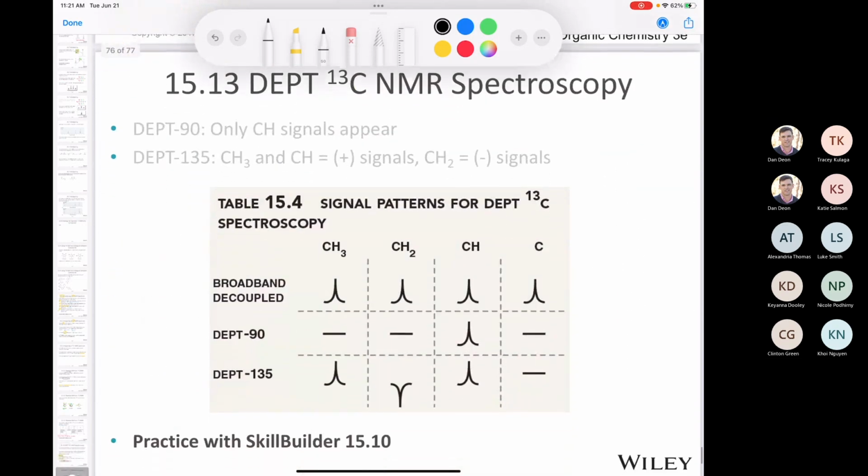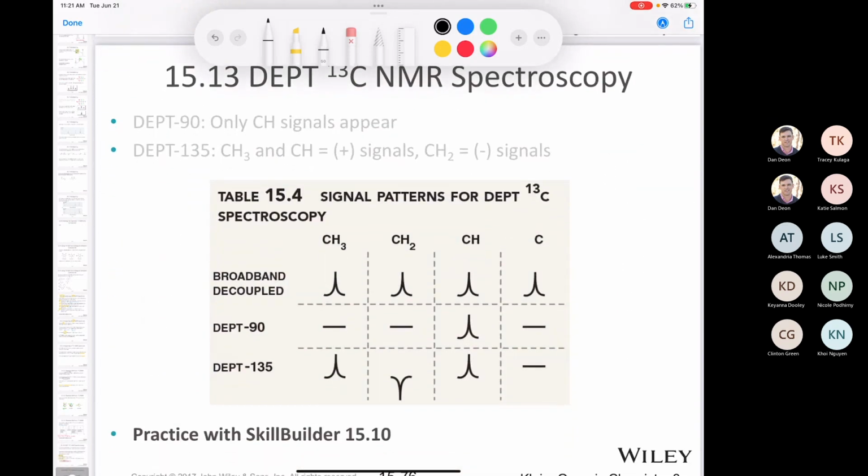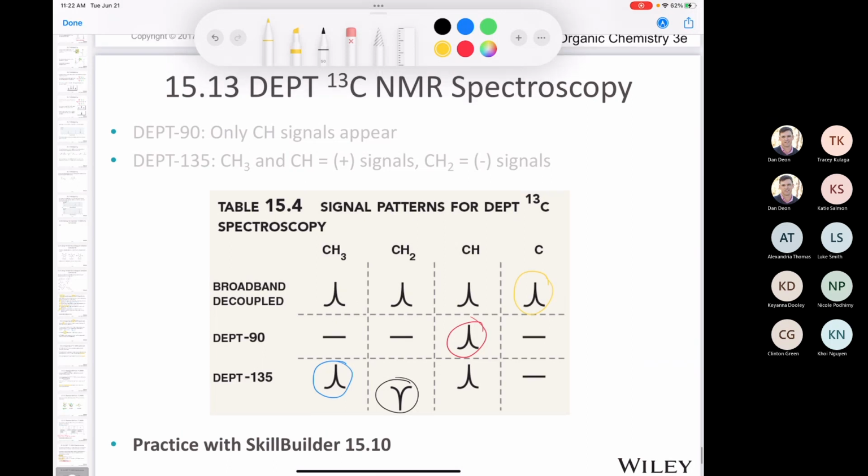If you're wondering, do you have a summary of that, Mr. Dion? Yes, I do right here. So again, in our decoupled spectrum, we see all the peaks as singlets. In the DEPT 90, the only thing that shows up are the methines. Then when we run the DEPT 135, we're able to determine which carbons are the methyls and which ones are the methylenes. Anything that's left out is one of the quaternary carbons. So just like that, we're able to identify all of the carbons very quickly.